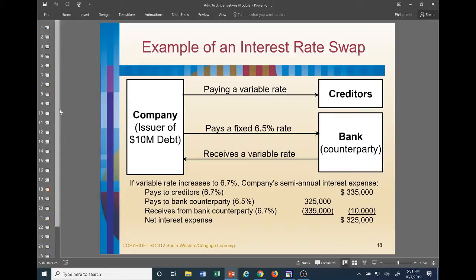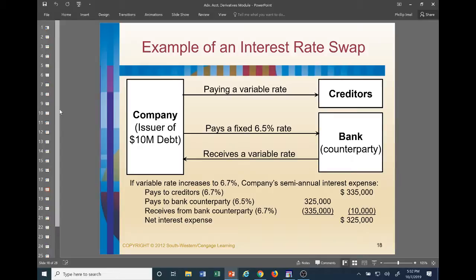So in this example, let's assume a company issues $10 million of variable interest debt when rates were 6% and is now concerned that interest rates will increase. In order to protect against rising rates, the company contracts with a bank and agrees to pay a fixed rate of interest of 6.5% to the bank in exchange for receiving variable rates. So in essence, the company has converted its floating or variable rate debt into fixed rate debt.